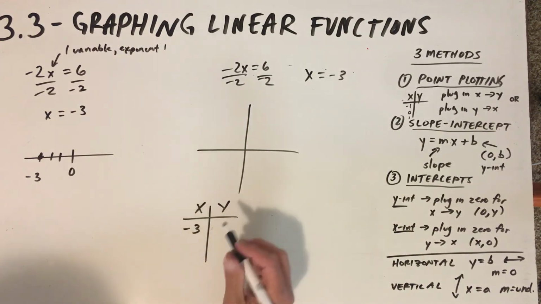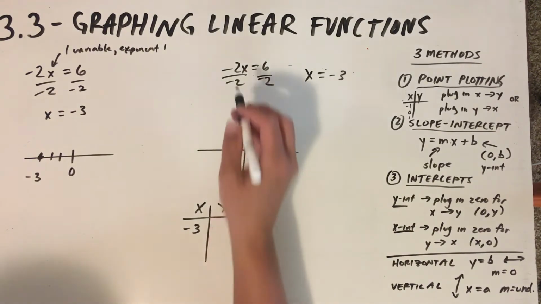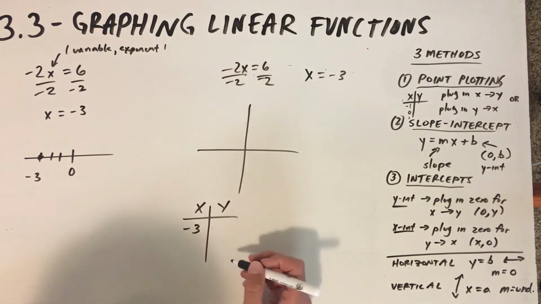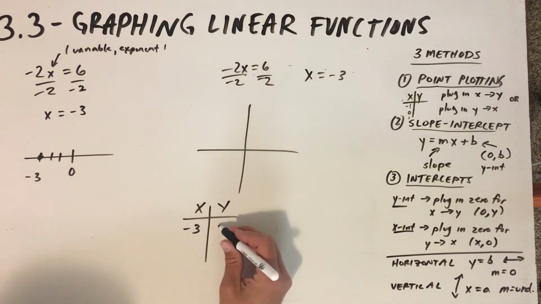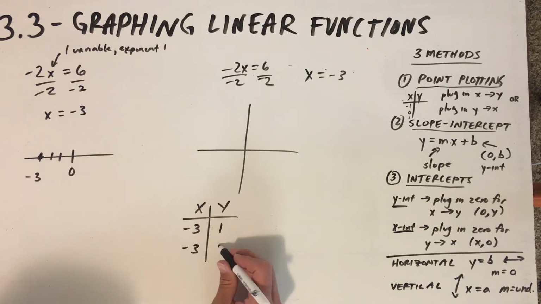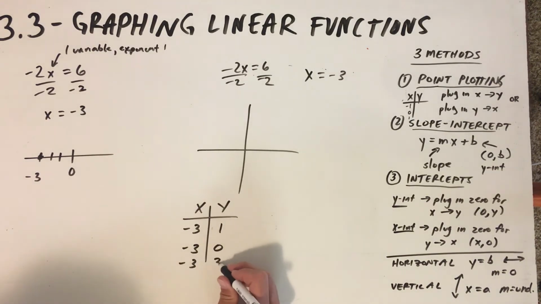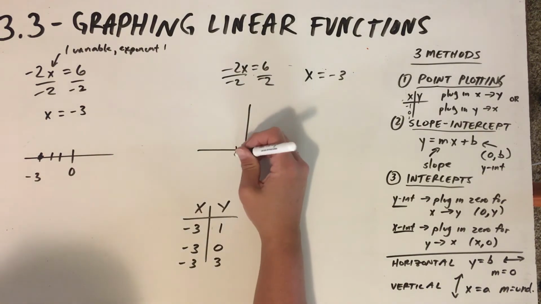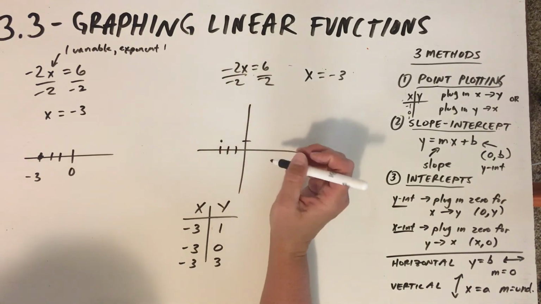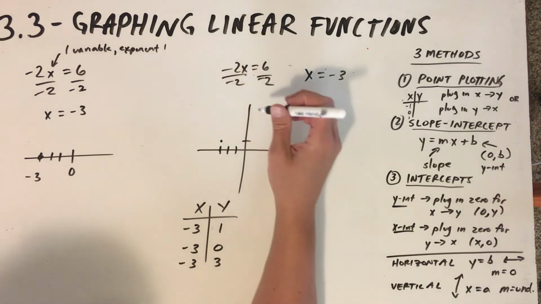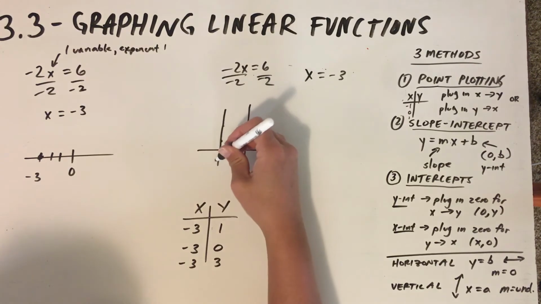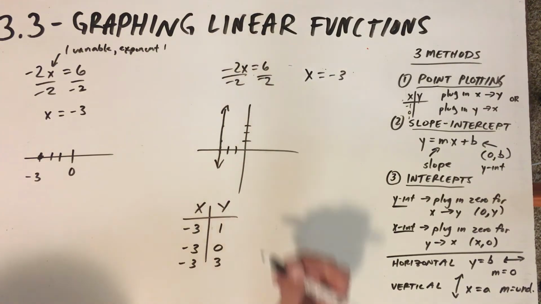There is no y here. So whatever x is, the y does not correspond to it. The x value doesn't change it. So one ordered pair might be (-3, 1). Another ordered pair might be (-3, 0), and (-3, 3). All of these have an x of -3. So (-3, 1) is right here, (-3, 0), and (-3, 3) is right here. So when you look at this line, when you connect these dots, you can see clearly that this is a vertical line.